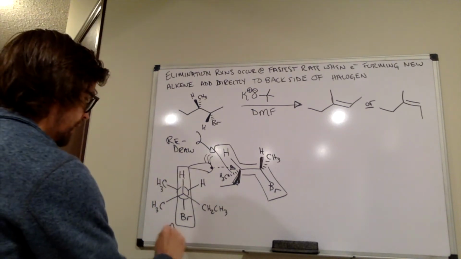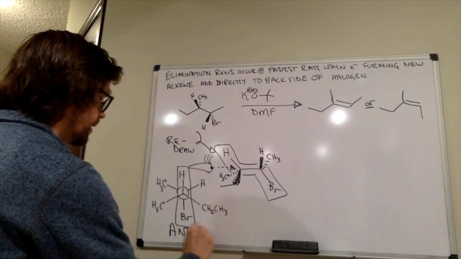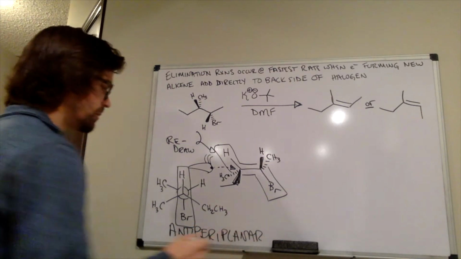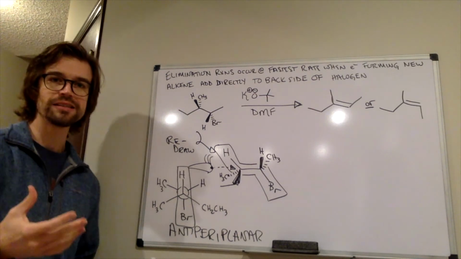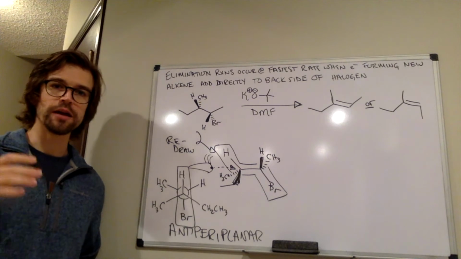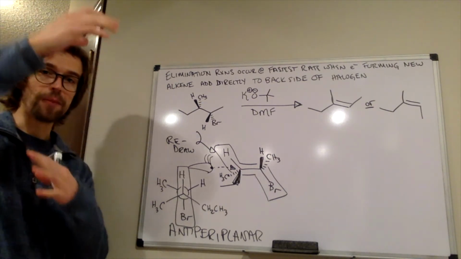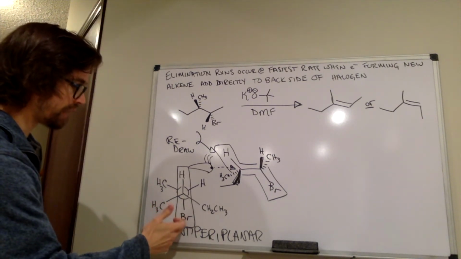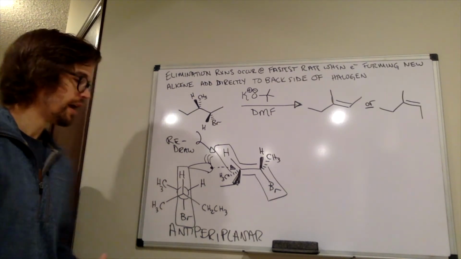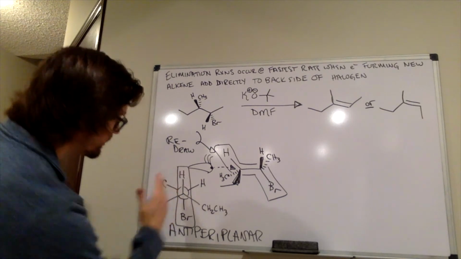So this is an anti-periplanar arrangement of atoms. Let's break down that term. Anti, when we learned about butane conformations, was when the CH3s were on the opposite side. So essentially here we have the bromine on the opposite side of the hydrogen. That's what we're referring to as anti. And then periplanar just means it's all in the same plane.